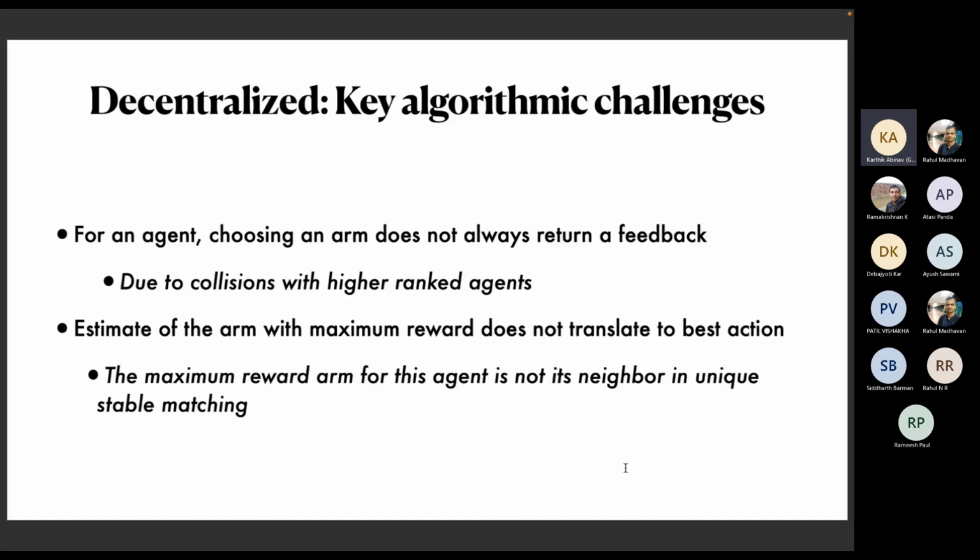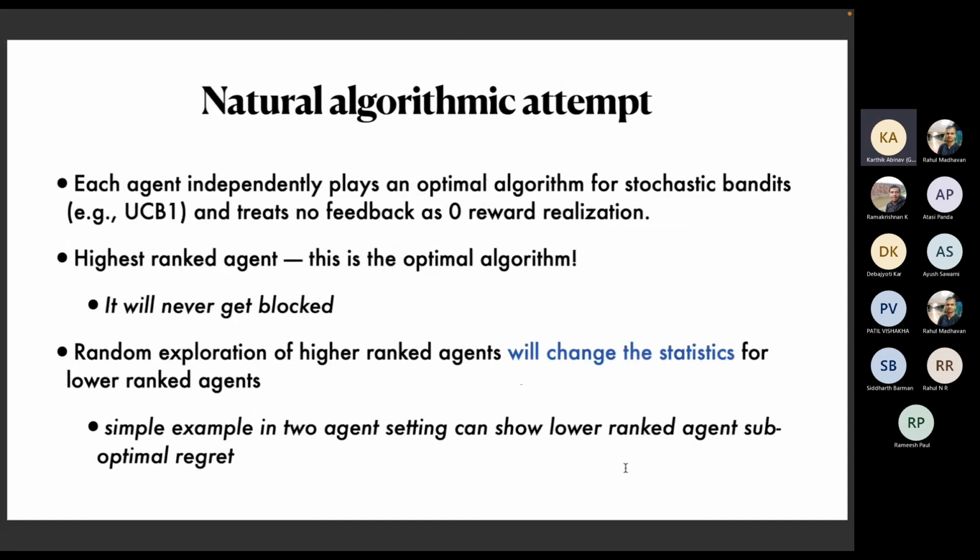The other thing is that just because a single agent by itself managed to find the best arm among its edges, that doesn't mean it has figured out the best action, because the best action for it is actually its neighbor in the stable matching in hindsight. Its goal is to figure that out, and it cannot figure that out without knowing the preferences of other agents, and it has to be aware that there are other agents in the system. So all algorithmic design will adhere to making sure that these two challenges are somehow handled. So let's start with the most natural attempt.